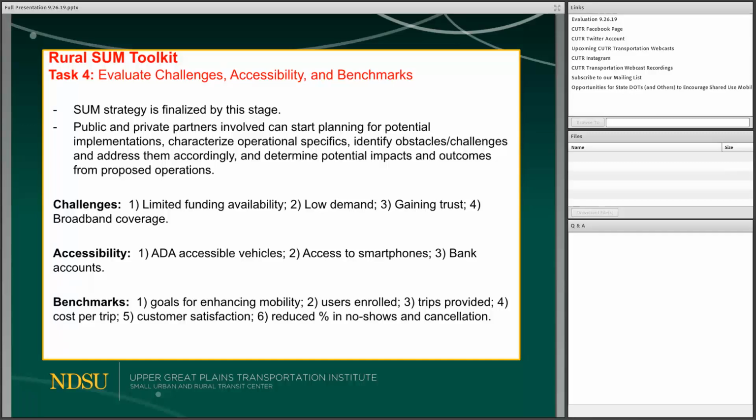Some of the challenges in rural communities are limited funding availability and low demand, and gaining trust is very important in rural communities. Broadband coverage is also non-existent for most communities, and these shared use mobility services need strong broadband coverage for their operation to flourish.